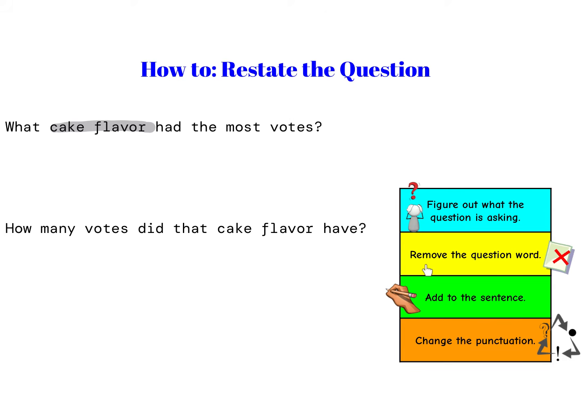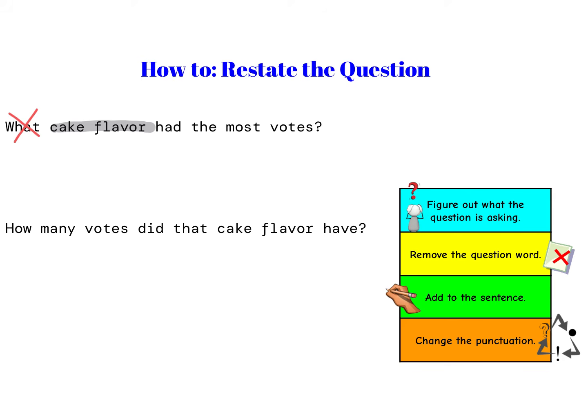Next, I need to remove the question word. So I'm going to look at this sentence and figure out which word is a question word. It says, what cake flavor had the most votes? I think the question word is what. So I'm going to go ahead and mark out the question word. Now I'm left with cake flavor had the most votes.